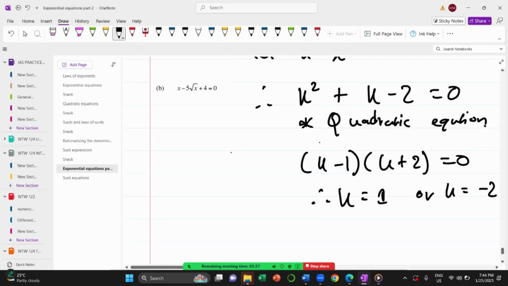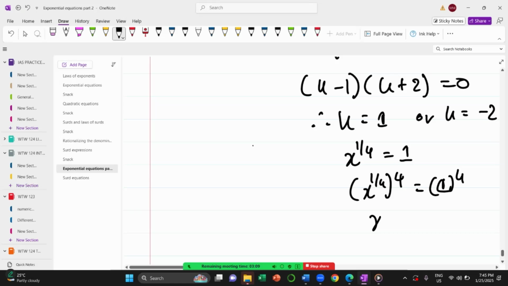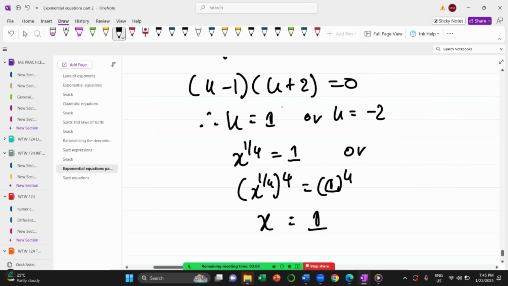But what is k? Remember, k is x to the exponent of 1 over 4, right? It's equal to 1, right? And how do you remove this 1 over 4? You're going to have to say x to the exponent of 1 over 4, all to the exponent of 4, and this one also all to the exponent of 4. Therefore, you're going to have x equal to 1. And then here you're going to say, or x to the exponent of 1 over 4 equal to negative 2.